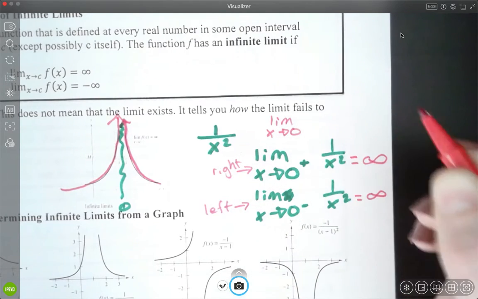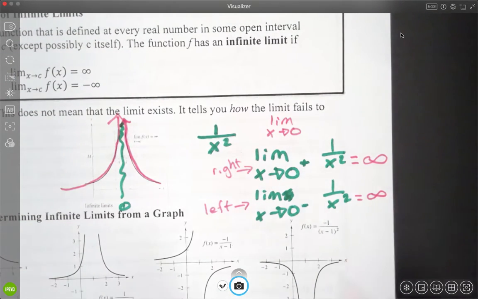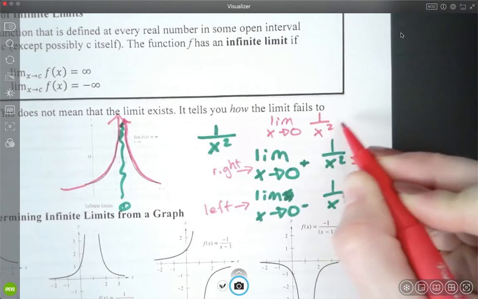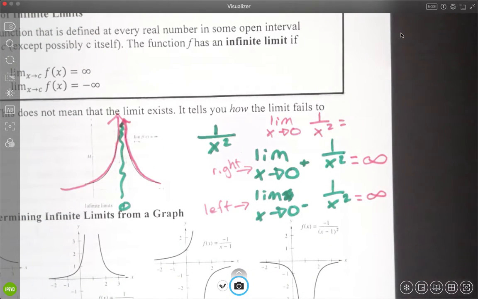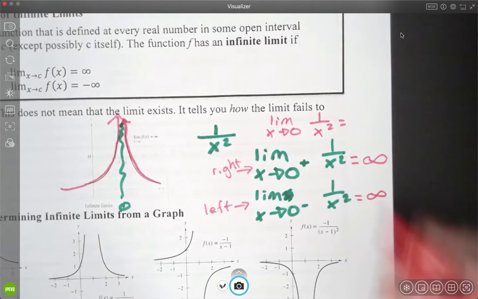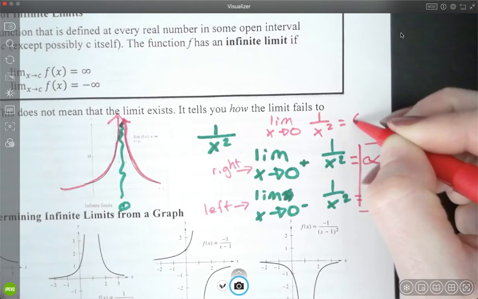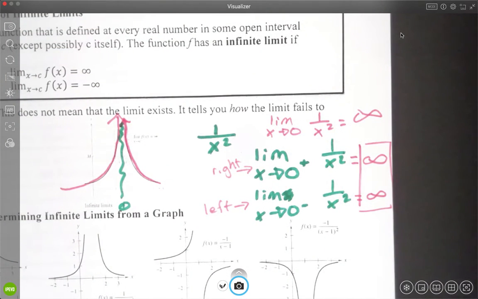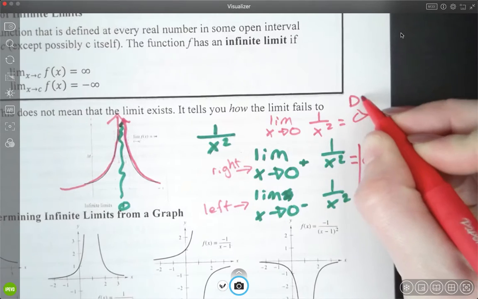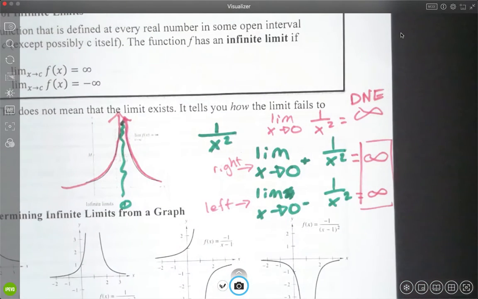Okay, so if I were to say I want to find just the limit as x goes to 0 in general, both sides together, of 1 over x squared, what is it approaching, both sides together? Infinity, right? These are both consistent with one another, so it is approaching infinity. Now, you want to know what my book says as an answer? They do not call that limit infinity. They say that the limit does not exist because infinity doesn't really exist. There's not a number that infinity is, right?